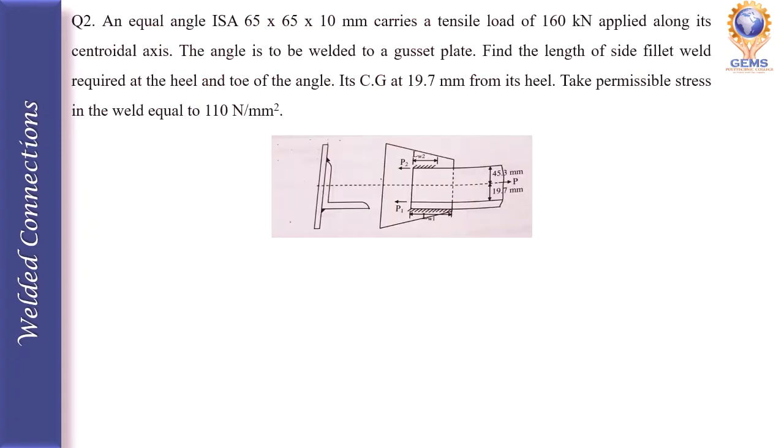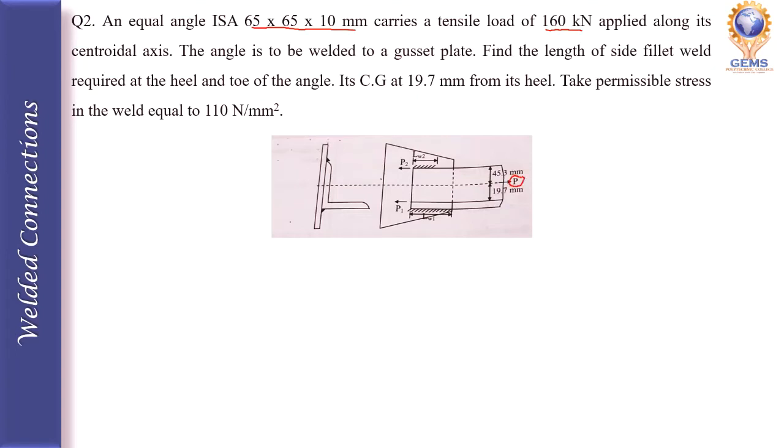Let's move to the second question. An equal angle ISA 65 by 65 by 10 mm carries a tensile load of 160 kilonewton applied along its centroidal axis. In the diagram, it is applied in the centroidal axis.